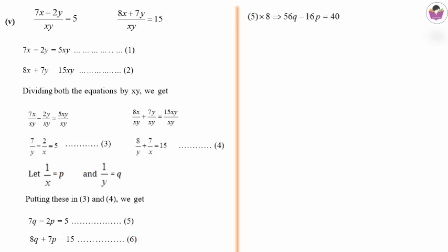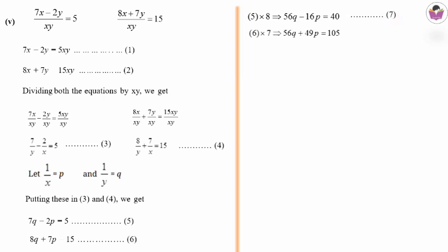As before, we have to go for solving these two equations. Equation number 5 I multiplied with 8, the coefficient of q here. I have got 7 into 8, 56 here, then 8 into 2, 16 here, then 8 into 5, that is 40 here. Label it as equation number 7.